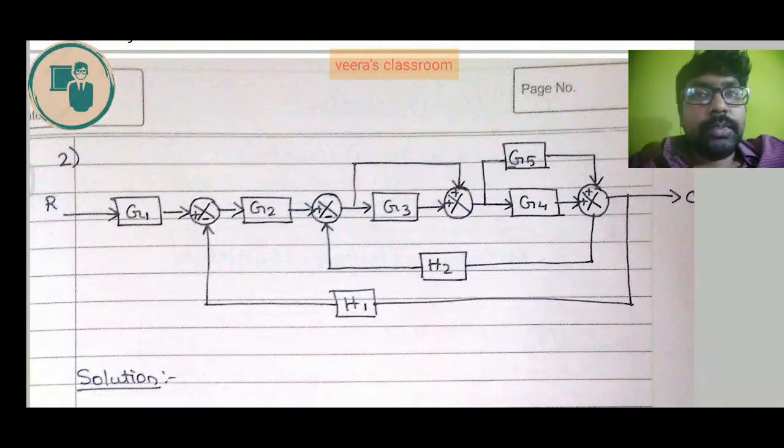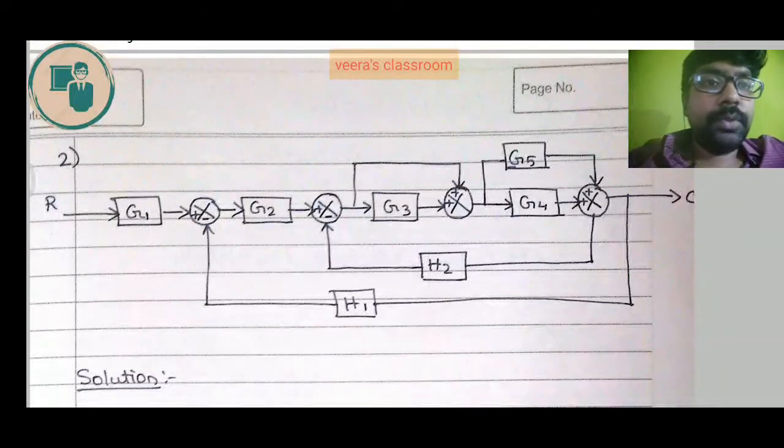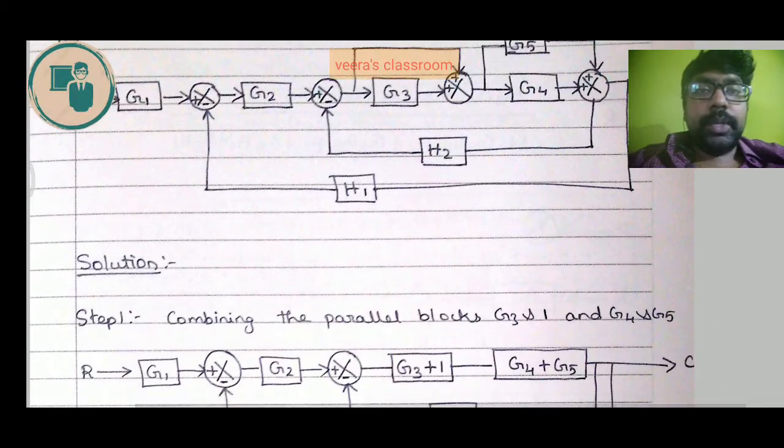When you take a closer look, we can find that G4 and G5 are in parallel, and we have another parallel: G3, and above it a simple arrow mark. We do not have any transfer function over there. Since there is a simple arrow mark, we will take that term as 1. So we have two different parallel components that can be combined: one is G4 and G5, another is G3 and 1. So we are combining the parallel blocks.